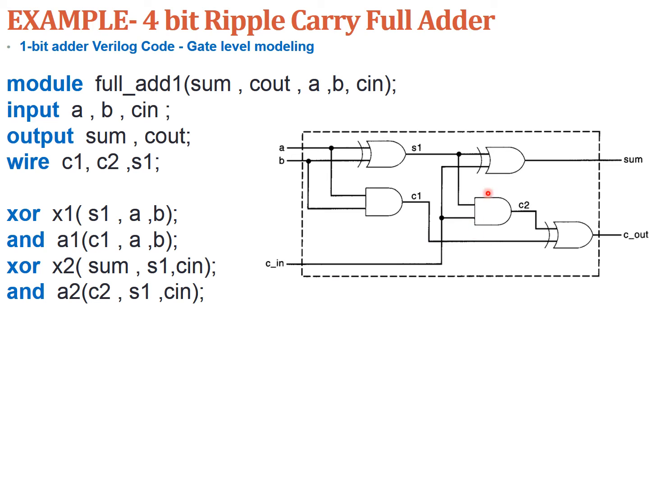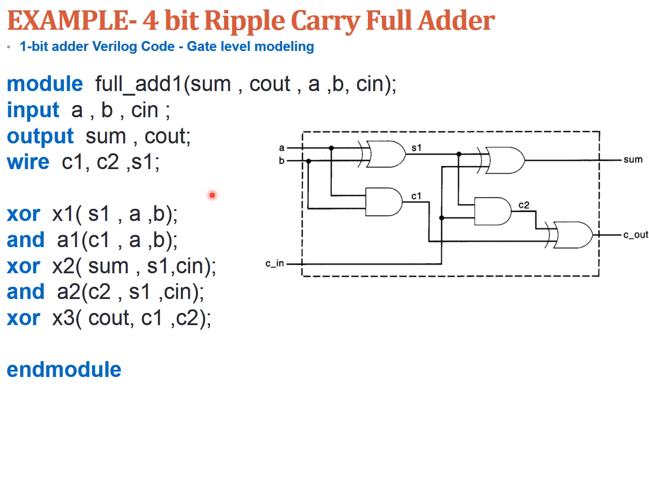Next, let us instantiate this AND gate whose output is C2. Inputs are S1 and Cin. And then let's instantiate the last XOR gate whose output is Cout and inputs are C2 and C1. So once we have done this gate level description where we have translated each gate into instantiation, it's time to end the code with the keyword endmodule.